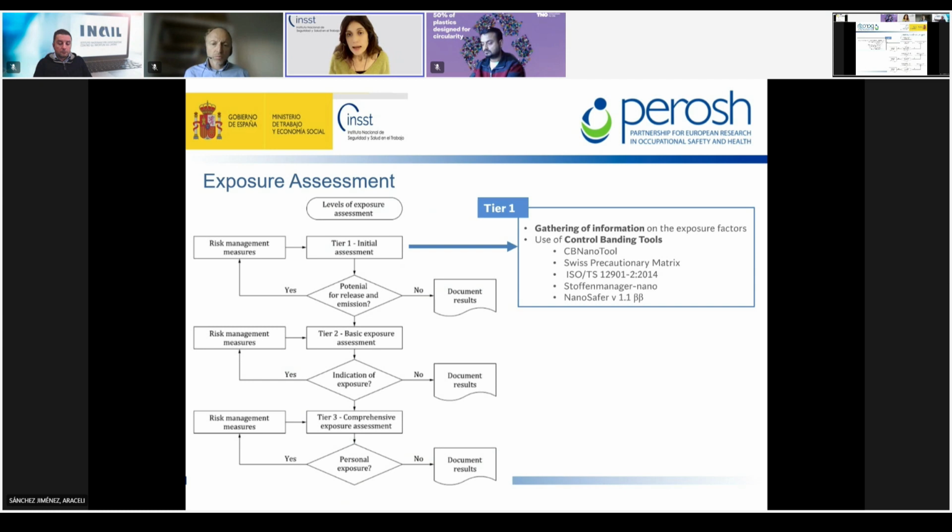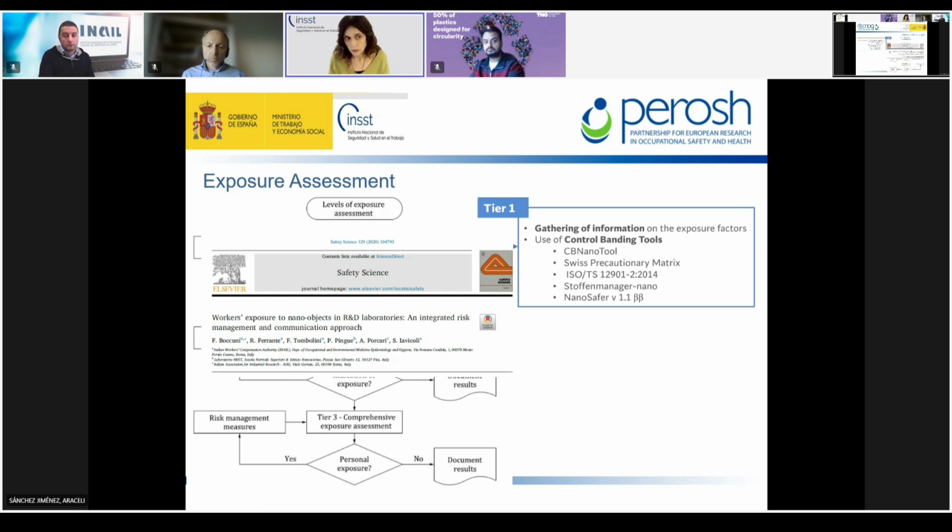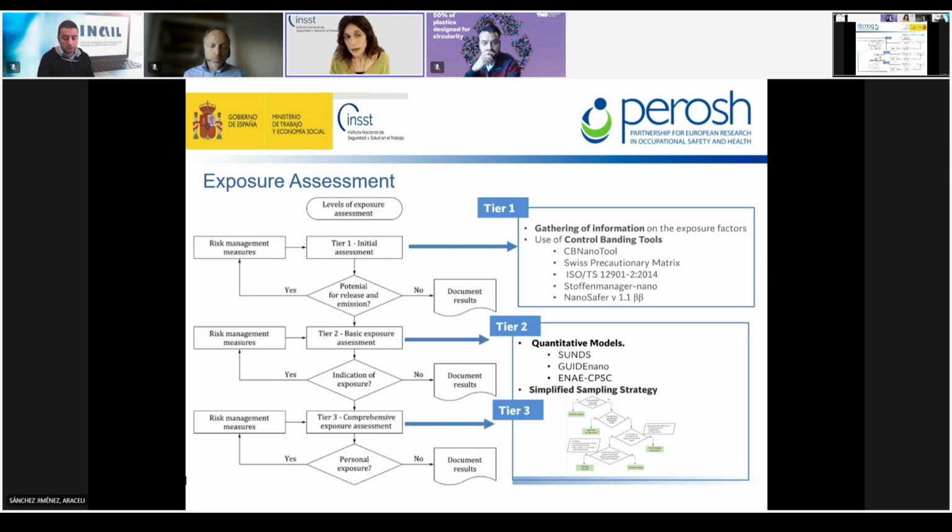We're going to explain how to use control banding tools in tier 1, and this approach has already been suggested by our colleague Fabio in a paper. And then for tier 2 and tier 3, we're also going to offer guidelines on the use of quantitative models and a simplified sampling strategy that I'm going to show you now.